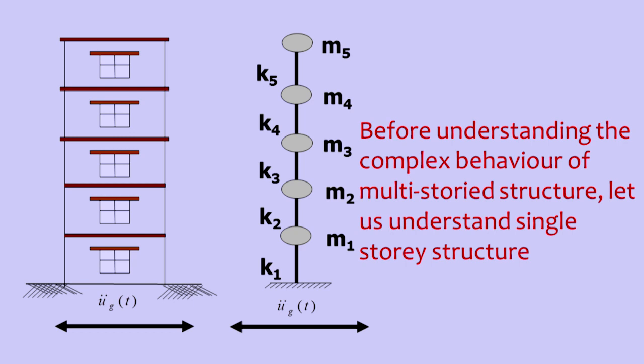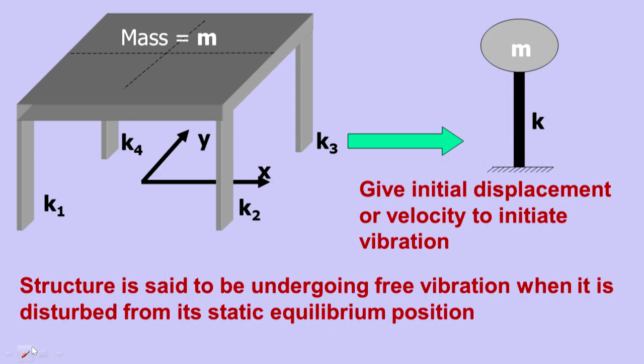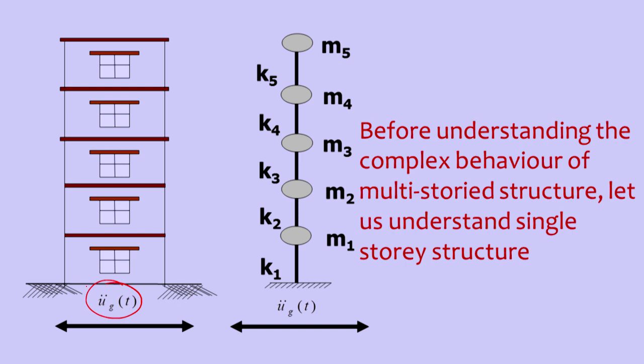Now, take a typical building which is subjected to earthquake ground motion, as you can see here: u double dot g. We call u displacement, u dot, which is the derivative of displacement, velocity, and u double dot is the acceleration of the structure. When we use the suffix g, we call that the acceleration of the ground. So, this building is subjected to earthquake ground shaking.